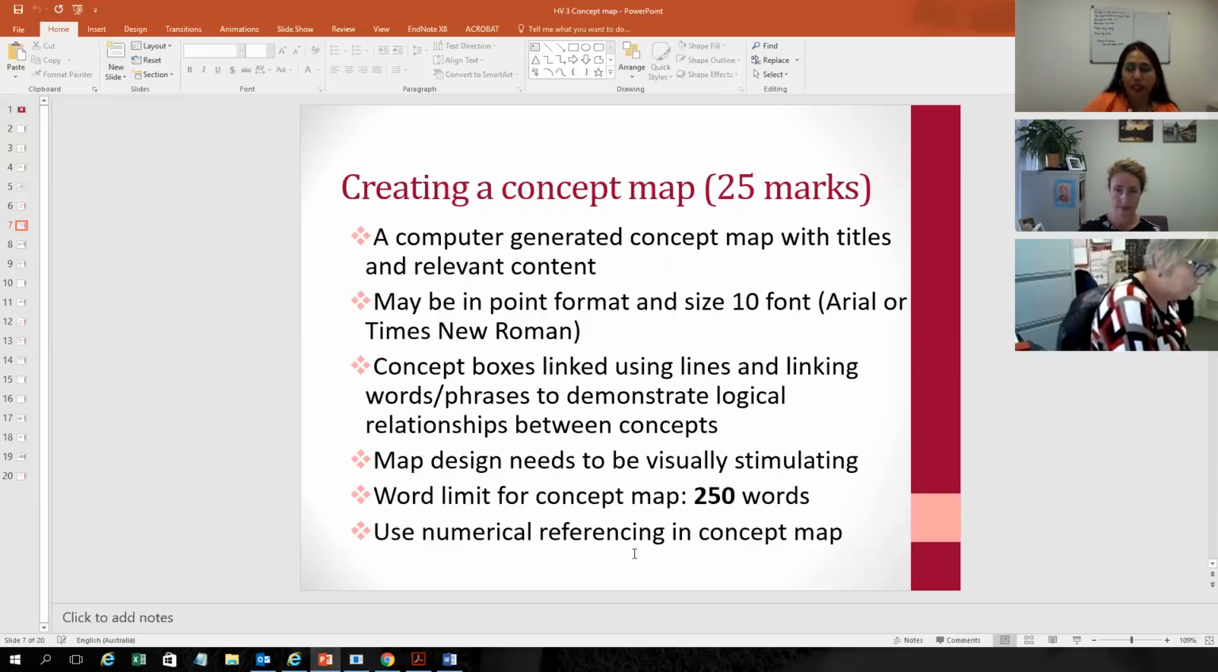And we'll talk about that in detail, okay? So as of now, you know you need to do a computer-generated concept map on your topic, acute severe asthma, and you could put down points. You don't have to write complete sentences on the concept map because you're going to run out of words. The word limit is 250 words, and you need to use numbering, so numerical references.